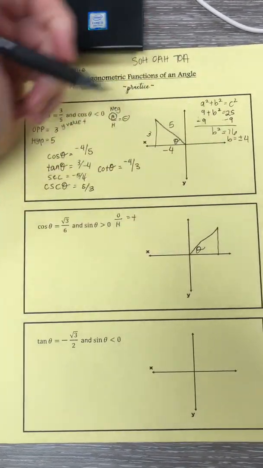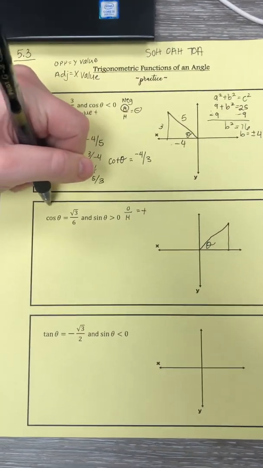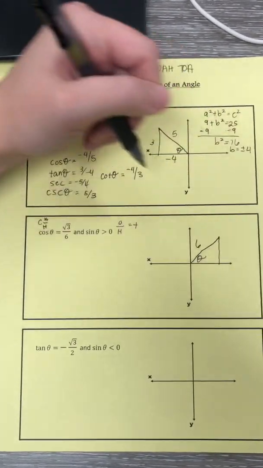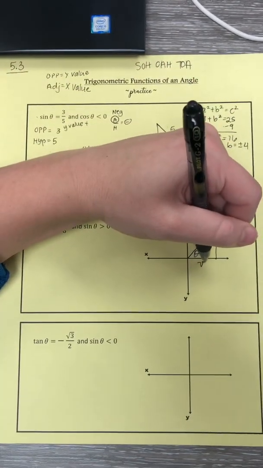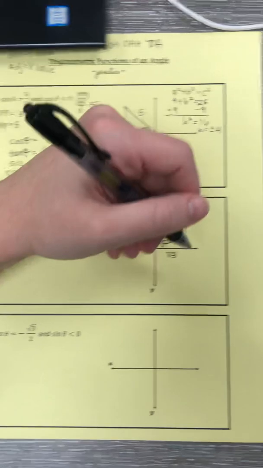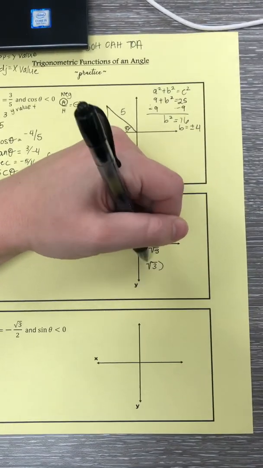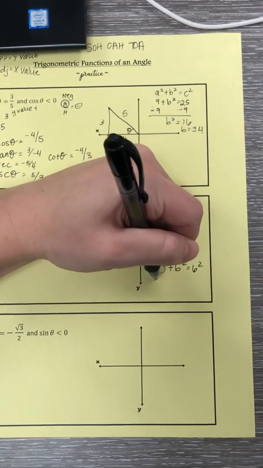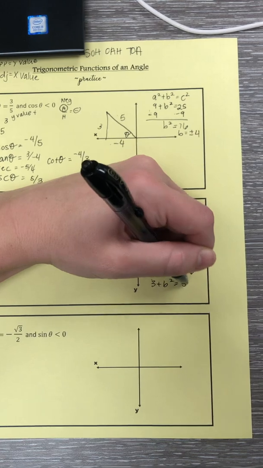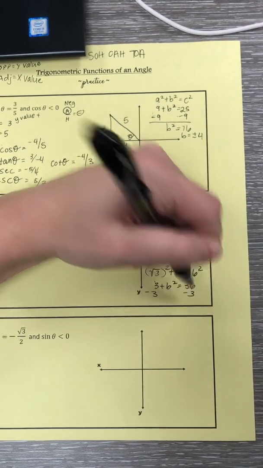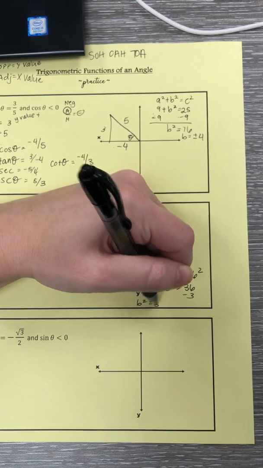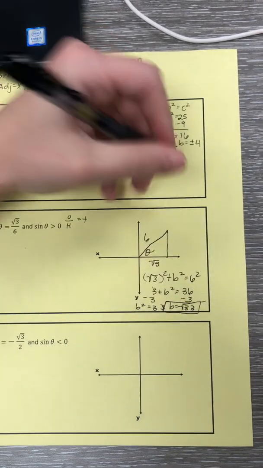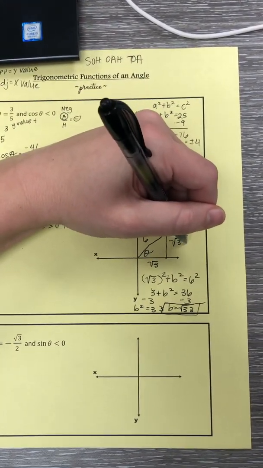All right. For cosine, we use our adjacent over hypotenuse. So we know that the hypotenuse is 6. The adjacent is going to be the square root of 3. And we'll use Pythagorean theorem. So we have the square root of 3 squared plus b squared equals 6 squared. So 3 plus b squared equals 36. Move this 3 over. So b squared is equal to 33, and that means b is equal to the square root of 33. And we're going to leave it just like that. So we now know that our missing leg is the square root of 33.